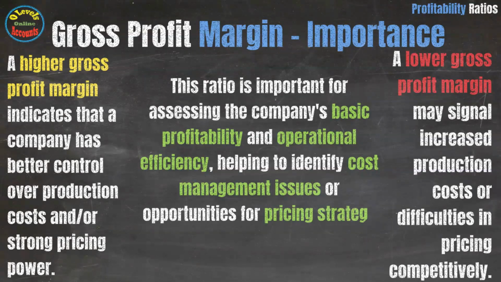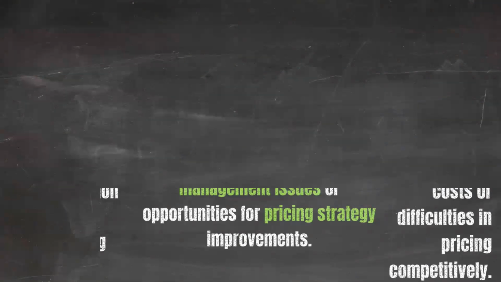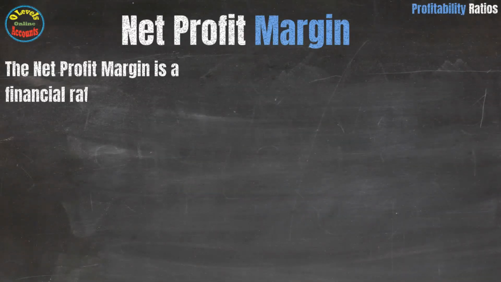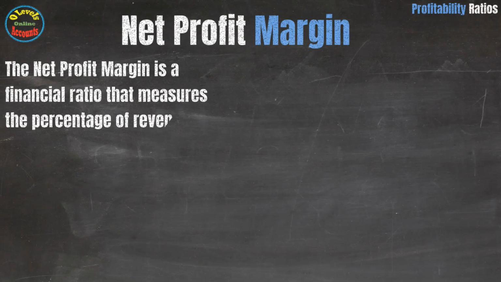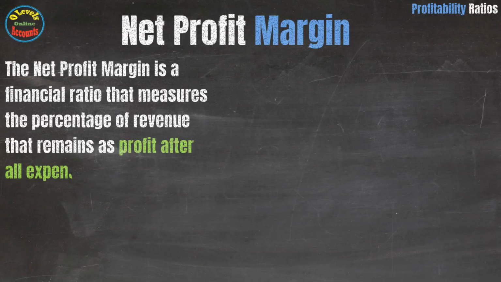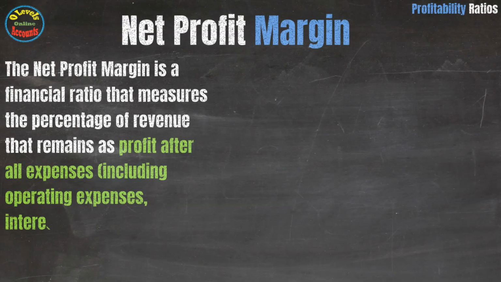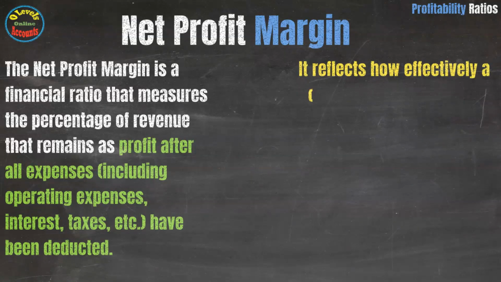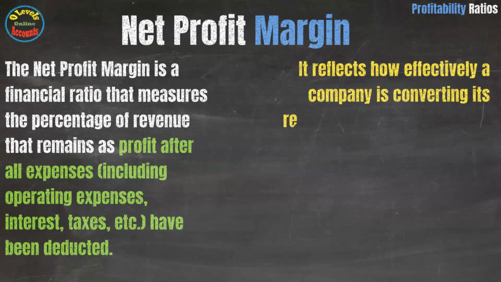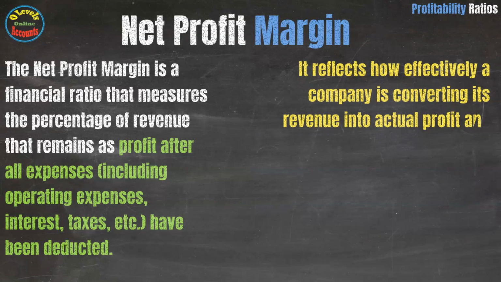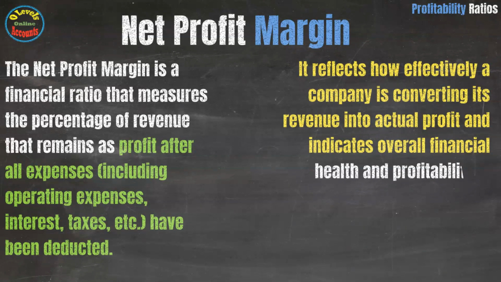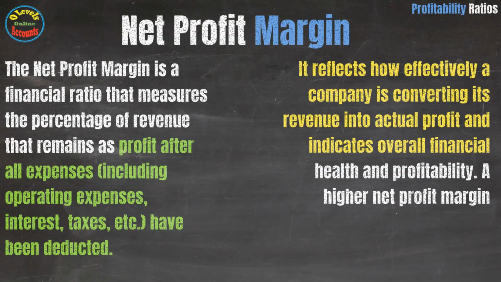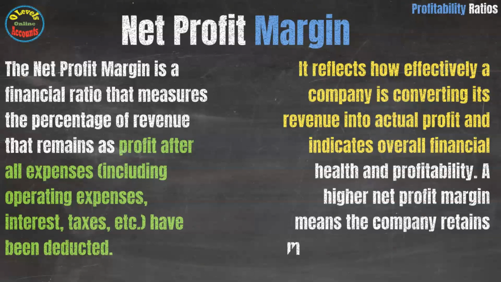Let's check another ratio, net profit margin. The net profit margin is a financial ratio that measures the percentage of revenue that remains as profit after all expenses have been deducted. It reflects how effectively a company is converting its revenue into actual profit, and indicates overall financial health and profitability. A higher net profit margin means the company retains more of its revenue as profit.